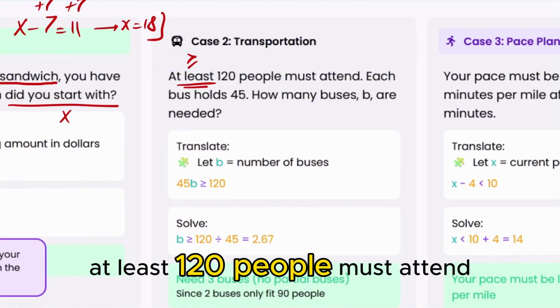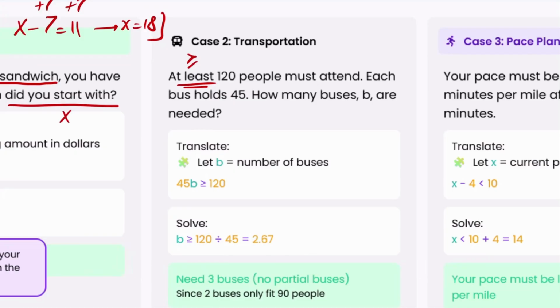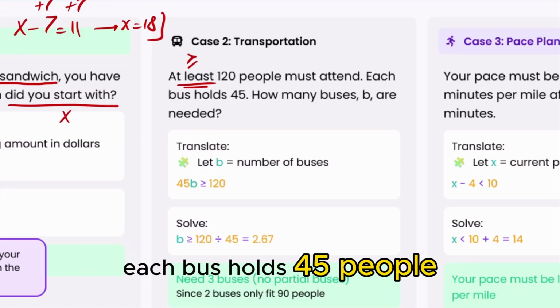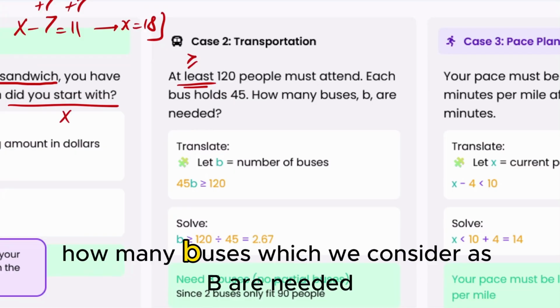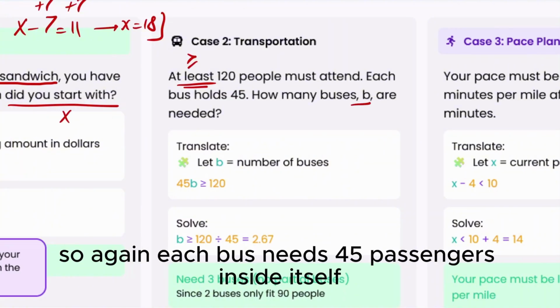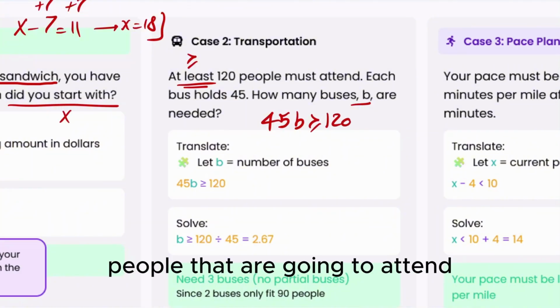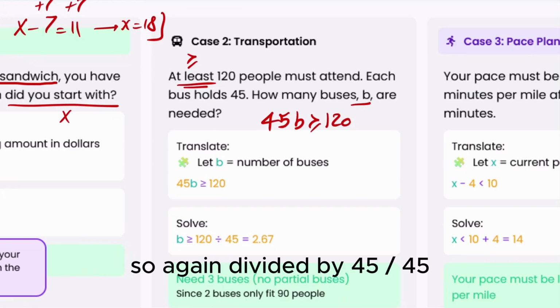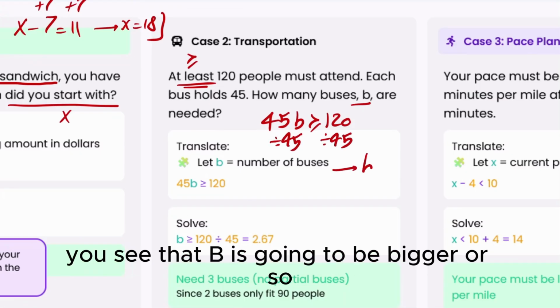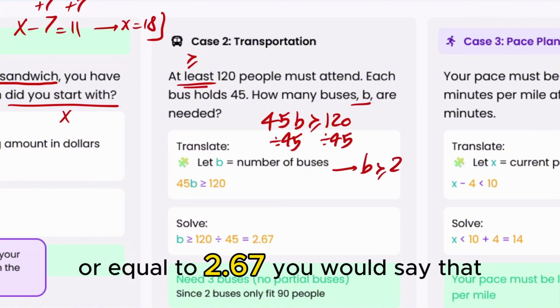At least 120 people must attend. Each bus holds 45 people. How many buses, which we consider as B, are needed? Each bus needs 45 passengers inside itself, and I have to make sure that 120 is the minimum number of people that are going to attend. So again, divided by 45. At this moment, you see that B is going to be bigger than or equal to 2.67.